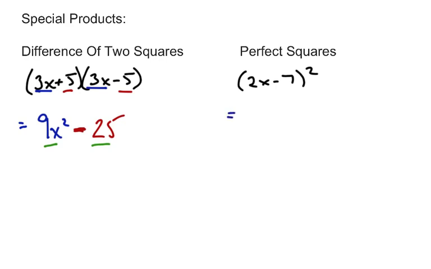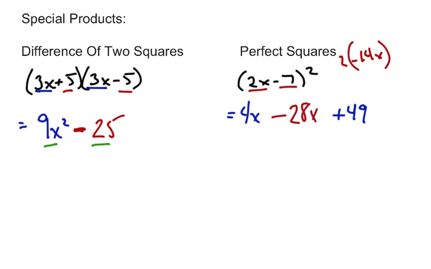Remember, we can't distribute the 2. That's ridiculous. What we need to do is square the first thing, square the last thing, but that middle term is going to be double the product of these two. So multiply them two together. 2x times negative 7 gives us negative 14x. Now double it. And that'll give us the middle term of negative 28x. Oops, I forgot to square that guy.